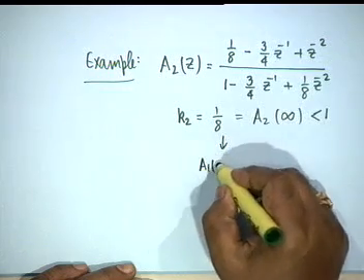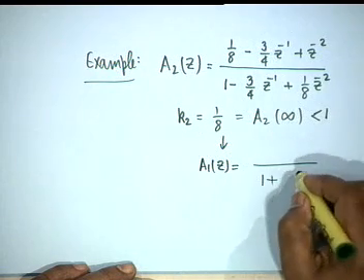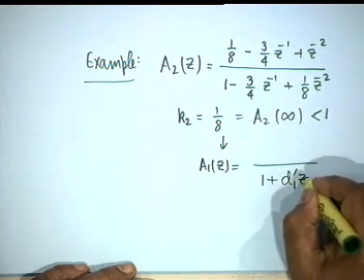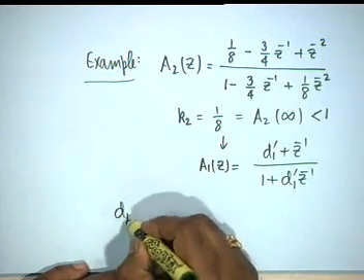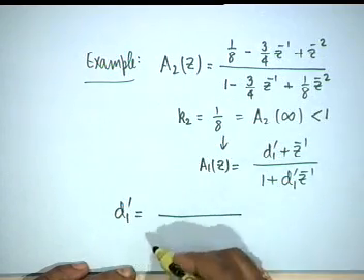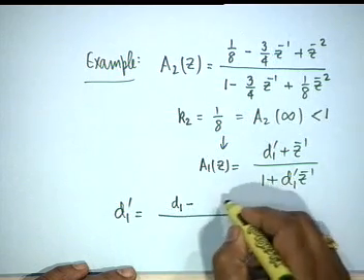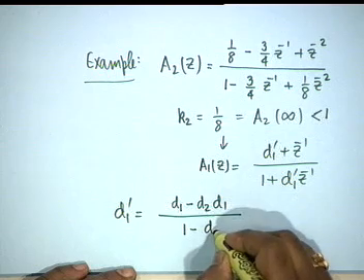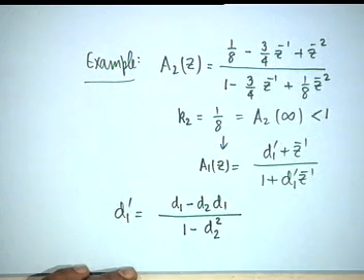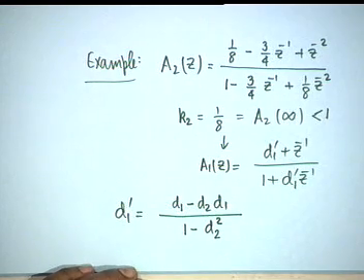Okay. To find out the other lattice parameter K1, you have to find A1(z) of the form 1 plus D1 prime z inverse, that is D1 prime plus z inverse, and D1 prime would be equal to the recursion formula: D1 minus D2 D1 divided by 1 minus D2 squared. D2 squared, do not make a mistake. Okay? 1 minus K2 squared, K2 is equal to D2.